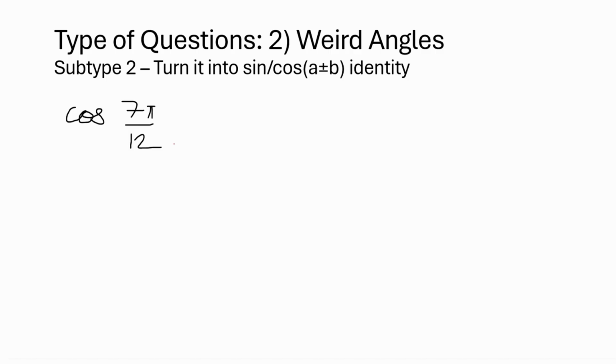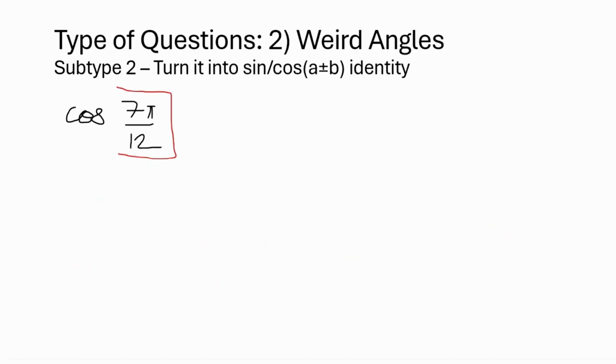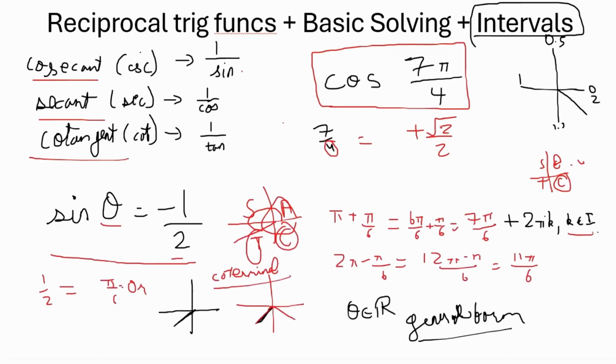Now, this is the harder version of the question, or I guess not harder, longer. Instead of having a straight up identity, we just have that angle. Now, normally, we would just solve it like that using this as our reference angle.